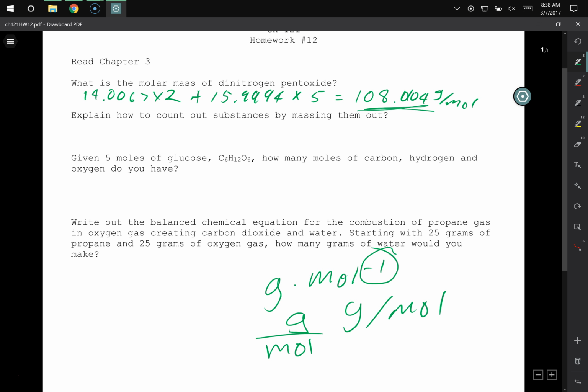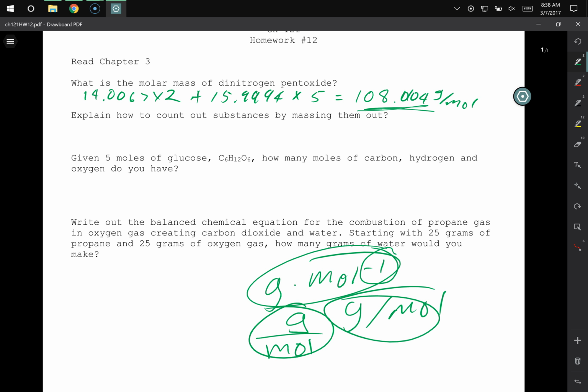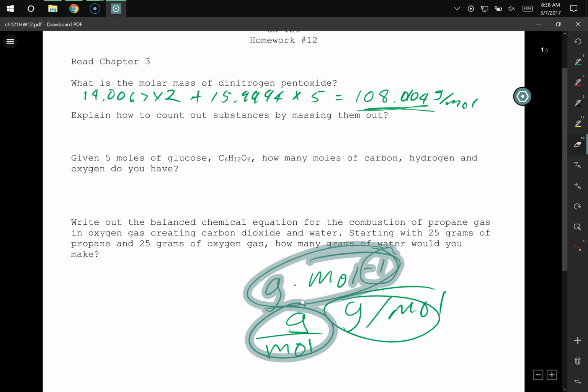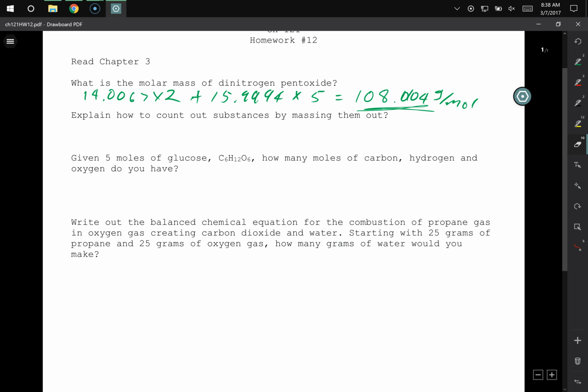So what do these three things have in common? This, and this. They're exactly the same thing. There's nothing different about them. They're all exactly the same thing. Okay, explain how to count a substance by massing it out.